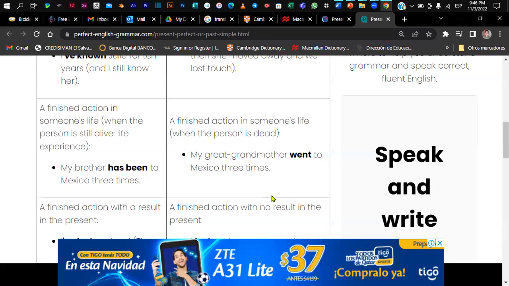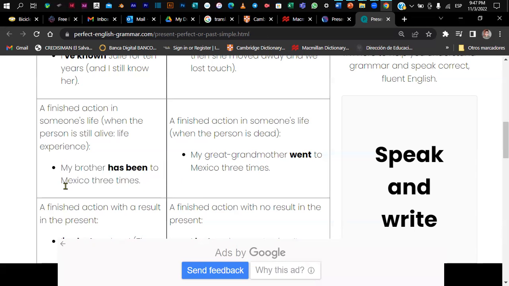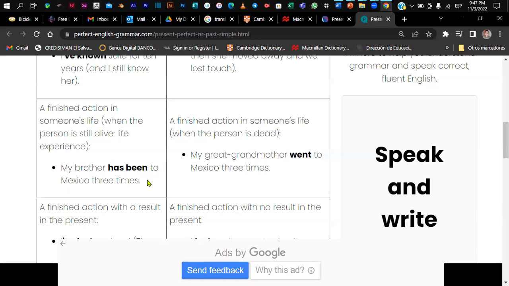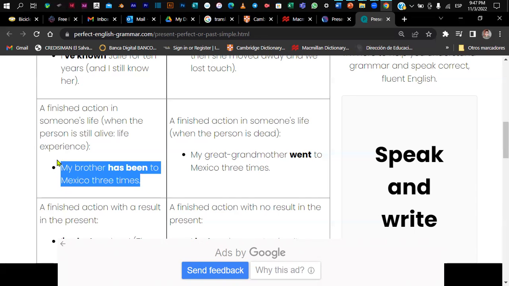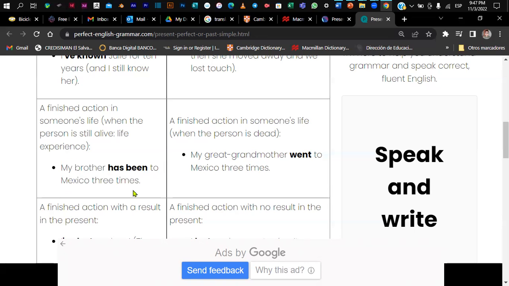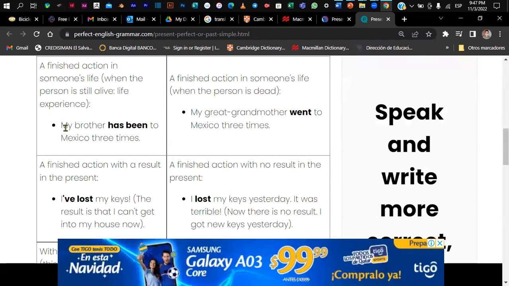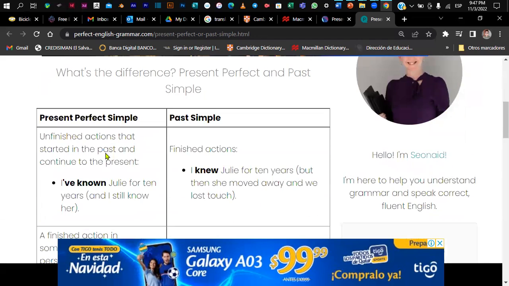Not important. Depends on what? ¿De qué depende? Depends on what? But do you have details about the places that my brother was? In Mexico, do you have those details? Do you have them? ¿Tiene los detalles? No? Yes? No. You don't have them. That means that the details are not important. And that is present perfect. Only the experience. The experience about what? Being to Mexico. That is the experience. When we talk about experiences, we talk about present perfect.